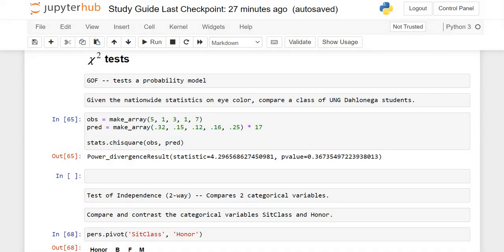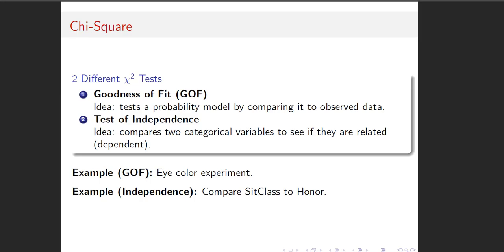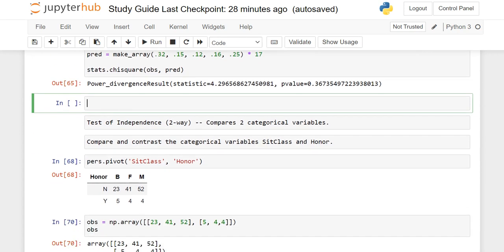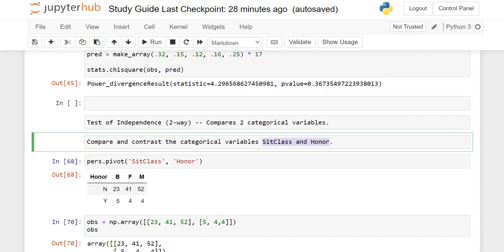Now, the second type of chi-square is the test of independence, where we compare two category variables, okay? And what we're going to do is we're going to compare sit class to honor. We're going to see if the, wait, did I get this right? I'm worried that the, okay, I did do it right. I did sit class and honor. I was worried that I didn't do the correct category variable.